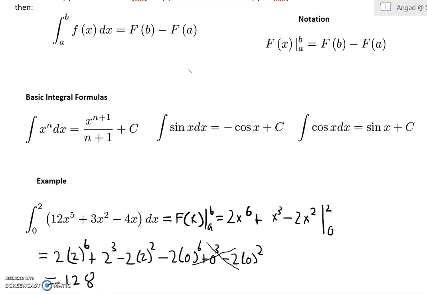So that is essentially how you use the fundamental theorem of calculus part 1. It is not as difficult as it looks, and stay tuned for part 2.